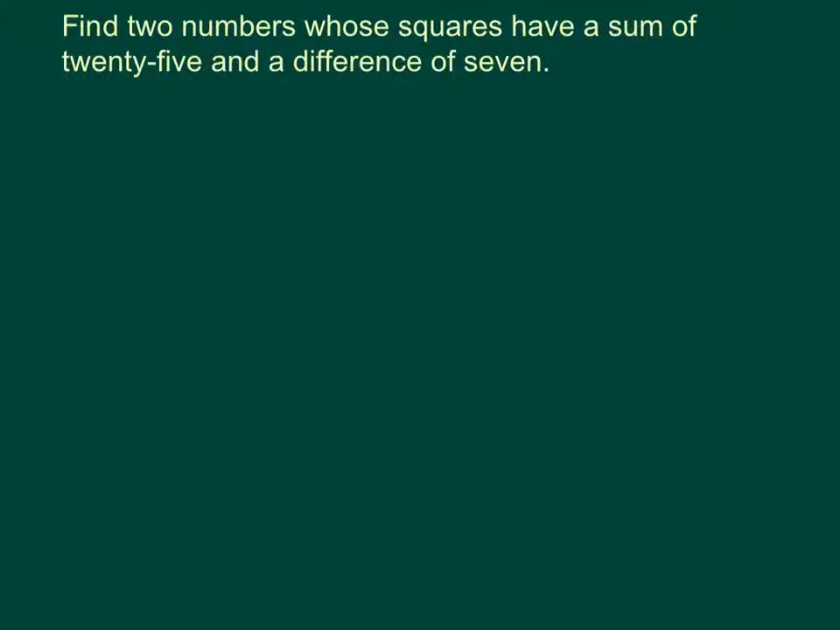Okay, in this problem we are to find two numbers whose squares have a sum of 25 and a difference of 7. So I would suggest that you let x and y be the two numbers and pause this video and try to set up a system of two equations that accurately represents this problem in symbols. So give that a try and then check back after you've done it.